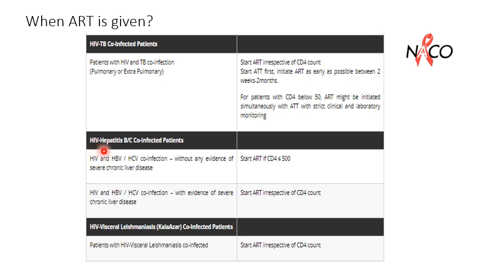And when there is HIV hepatitis B and C co-infection, you have to start ART if the CD4 count is less than 500, and when there is chronic liver disease also. Okay, so when the HIV co-infection with HBV or HCV is associated with severe chronic liver disease, then ART has to be started irrespective of CD4 count. And when HIV is associated with visceral leishmaniasis or Kala-Azar, then you have to start ART irrespective of CD4 count. So these are the guidelines which tell us when to start ART according to NACO.